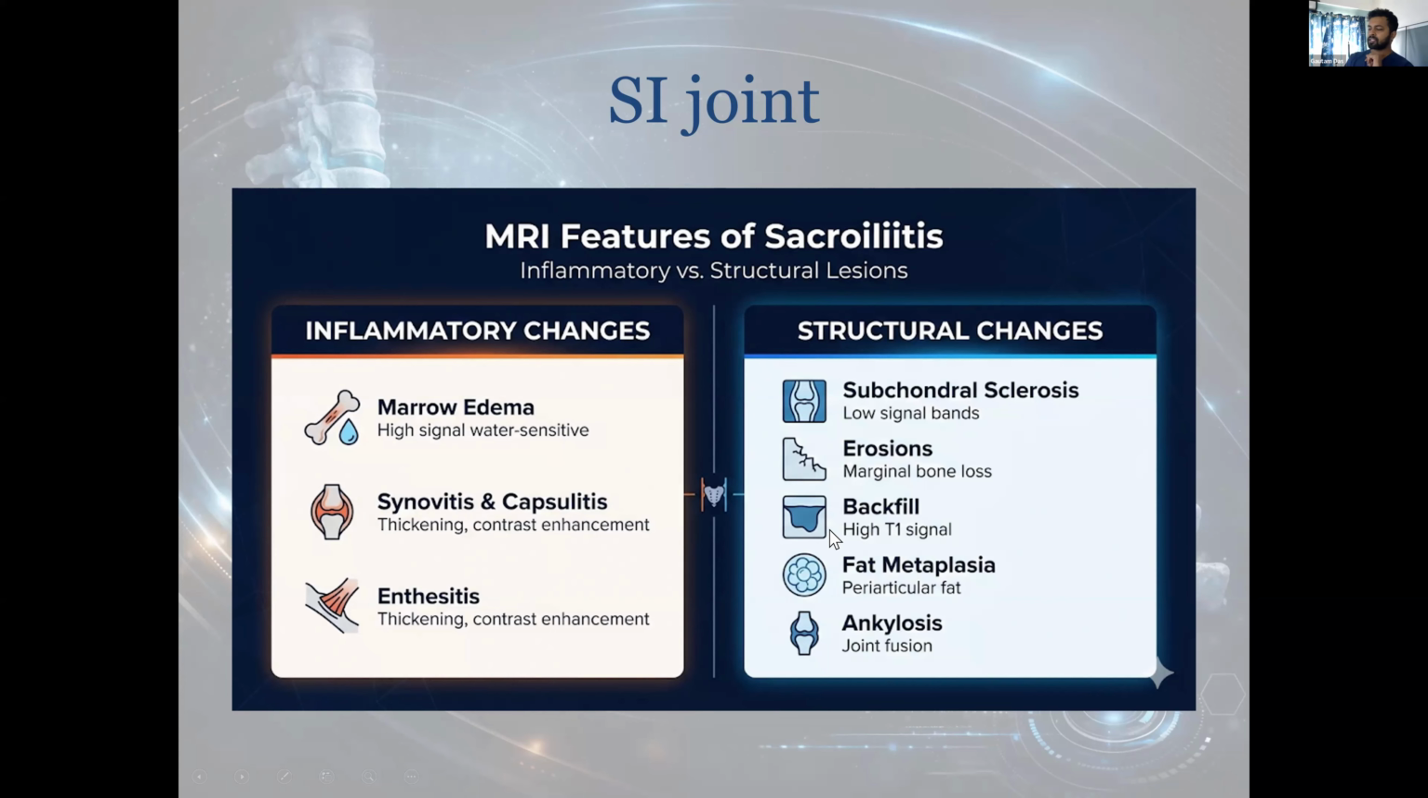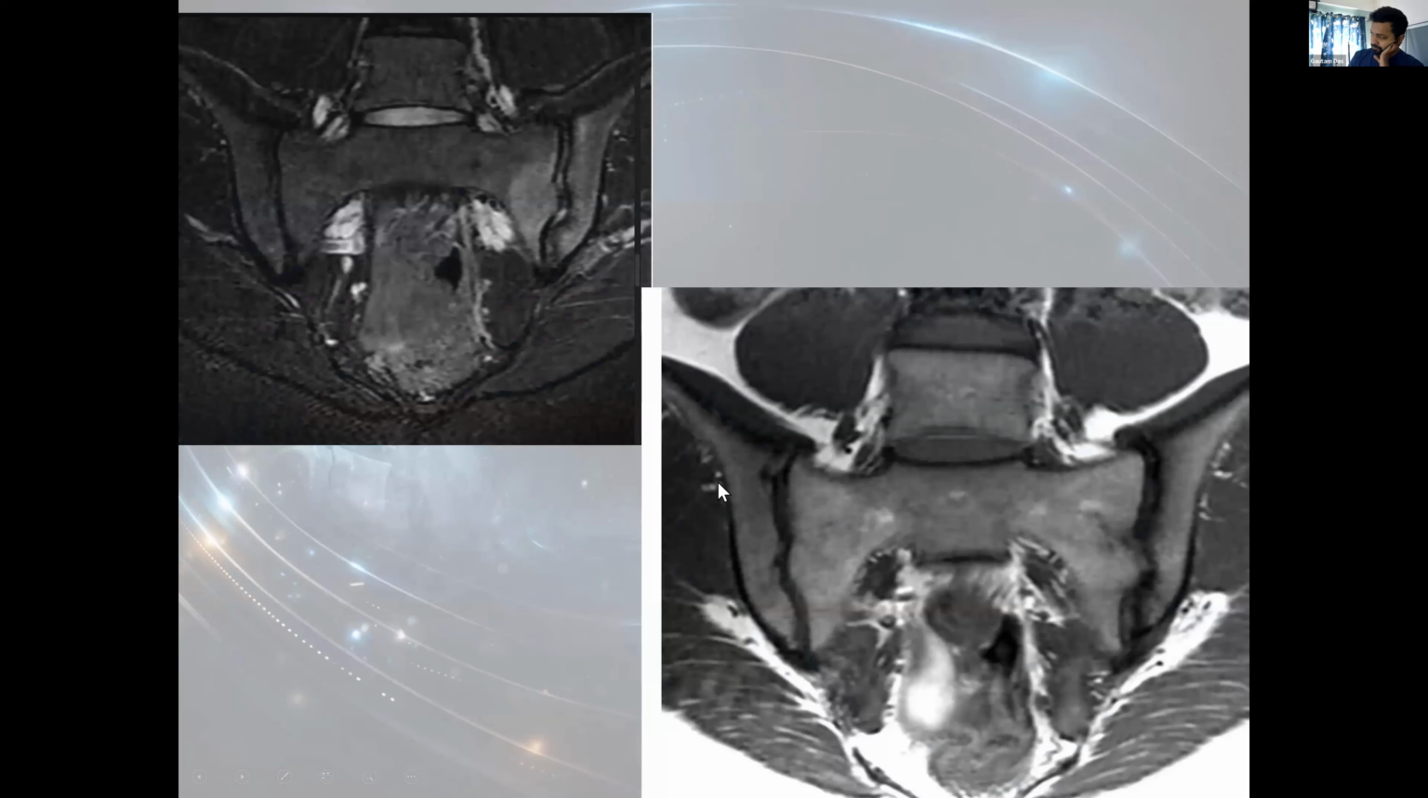Backfill will be there. Backfill is nothing but when there is an erosion of the bone, fat will be there. It is like fat metaplasia only. So the other thing is ankylosing, where entire fusion has occurred. In the first image, subcutaneous fat is suppressed and disc is white, so it is STIR. In the second image, we can see disc is black and subcutaneous fat is white, so it is T1.